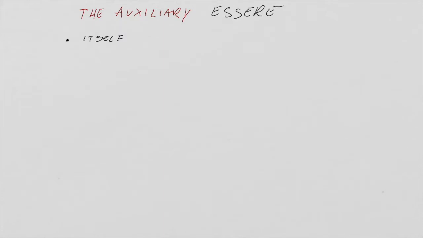Now we concentrate on the passato prossimo. We don't really take into consideration other tenses, just the passato prossimo. So, essere is used to form the passato prossimo of essere.